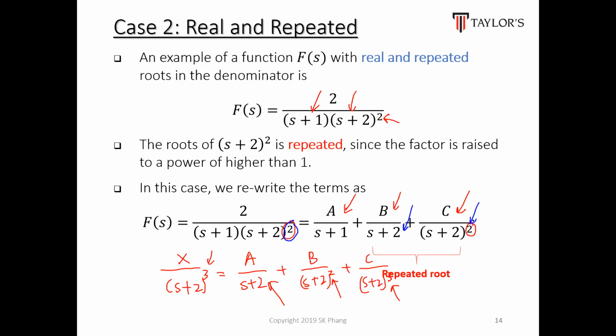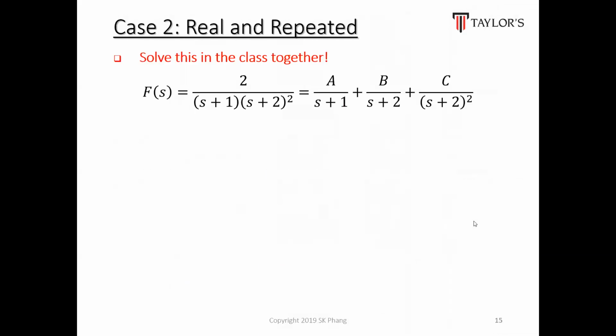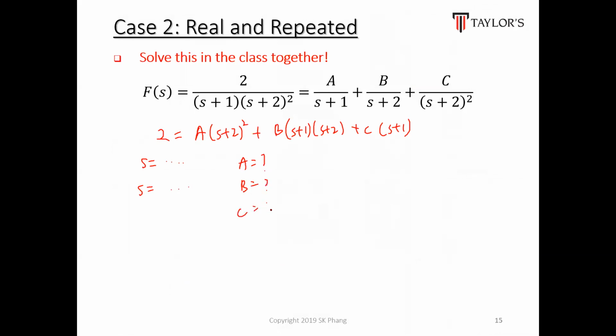So this is how you can break it out. And after you break it out, you apply the same methods to find out what your A, B, C are. So you multiply everything up, you get A(s plus 2) squared, plus B(s plus 1)(s plus 2), and plus C(s plus 1). Then you substitute s equals a certain number, then you find out what A is. Substitute s equals a certain other number, find out what B is, and then C. Right? So the procedure becomes the same. Only that when you break it down into different subsystems, it is different. Right? So this is case number 2.